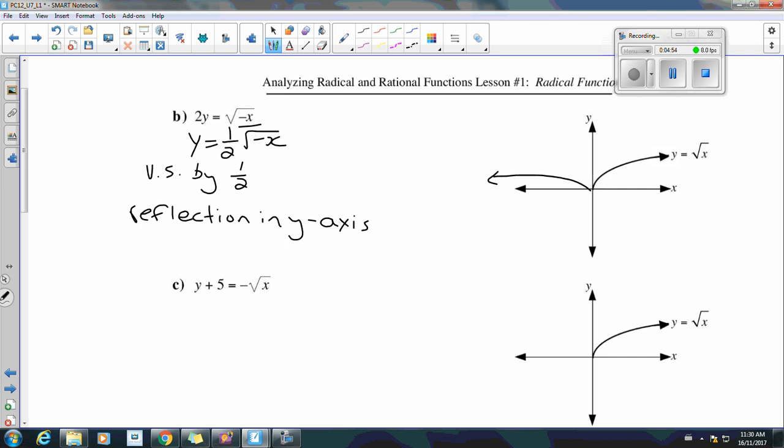Well, how does that affect our domain and range? Well, it doesn't. Our vertex is still at 0. Sorry, it does, because now we're looking to the left, but it doesn't change it from 0. So now our domain is x is less than or equal to 0 because of the reflection, but our range remains the same.